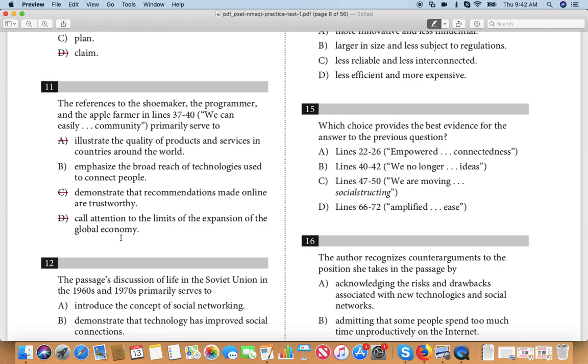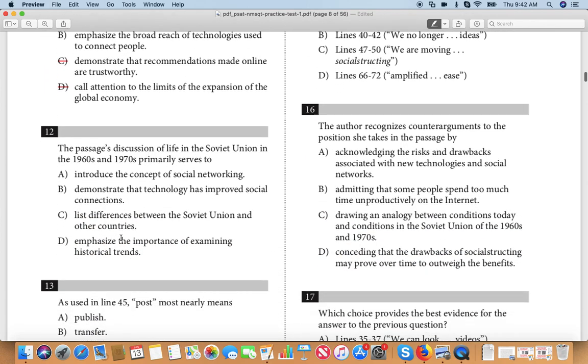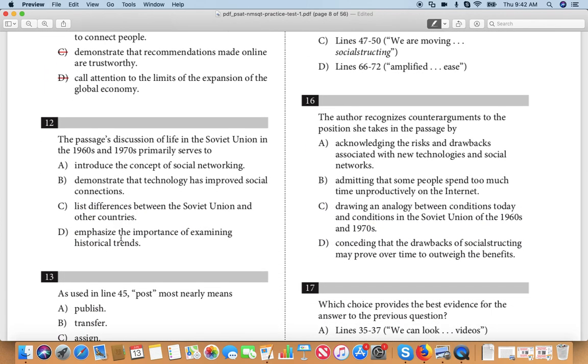All right, go ahead and read question number 12. The passage's discussion of life in the 1960s and 1970s primarily serves to... Okay, the same kind of question. We're talking about the purpose of the discussion of life in the Soviet Union in the 1960s and 70s. What should we do before we answer this question?